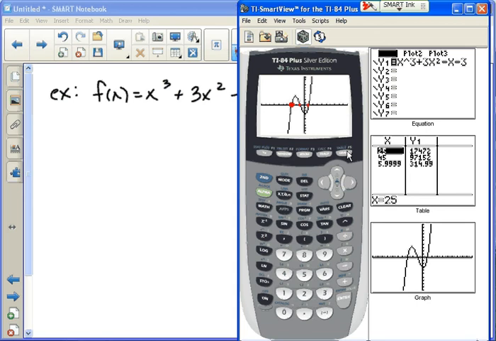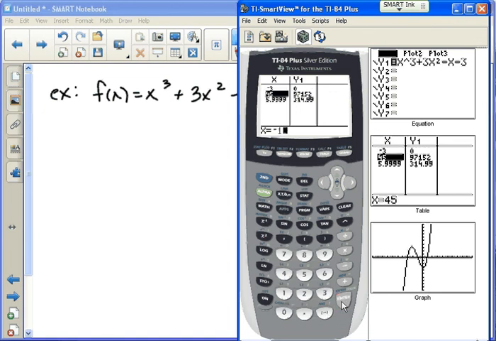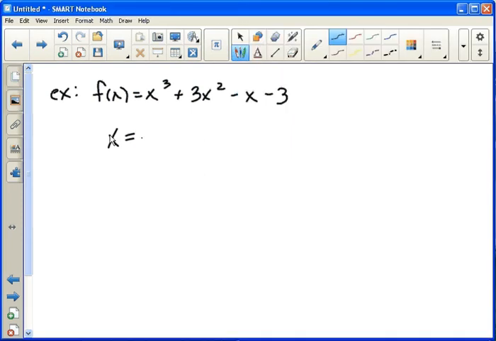The simplest way to just check and see if they actually are those numbers is to go to your table. So go second table, and we suspected it was at negative 3, negative 1, and positive 1. And that proved to be true. So those are our 3. So I'm going to go ahead and write that answer before we forget it. It's x equals negative 3, negative 1, and 1. So there are 3 zeros we have here.